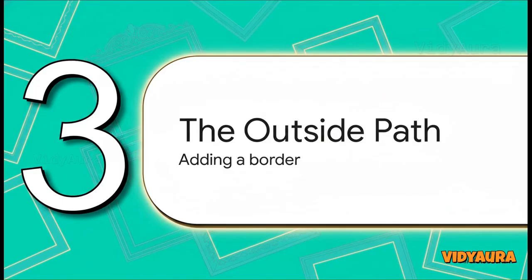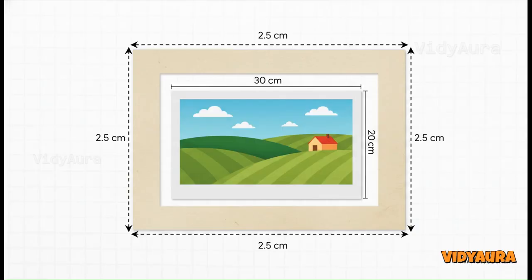Okay, challenge 1 is down. We've handled inside paths. But what if you're adding a border around something? Like putting a mat around a photograph before you frame it. This brings us to our second challenge, the outside path. See, this time, the photograph itself is our inner shape, and we're adding the margin, our path, to the outside. This means the whole thing is going to get bigger.